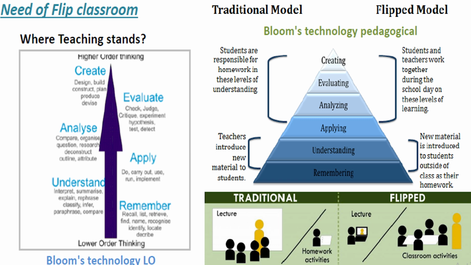The left side talks about the generalized model, whereas the right side talks about the traditional model. In the traditional model, the teacher introduced new material to the student, whereas in the flipped model, new material is introduced to the student outside of class, as homework. So this is where an out-of-the-box approach came up, and the traditional approach is somewhat different. The flipped approach is a combination of blended learning, which we usually call the combination of online as well as traditional learning.